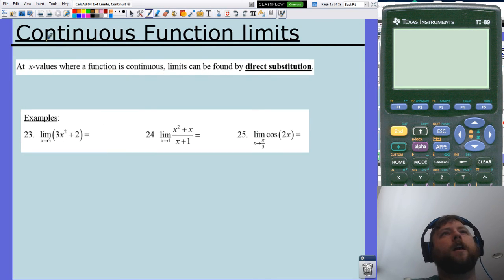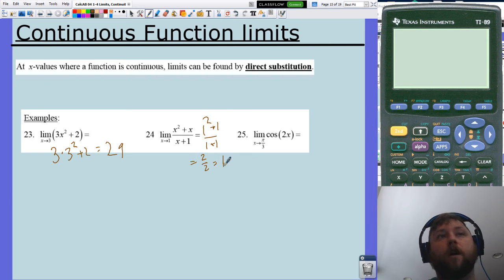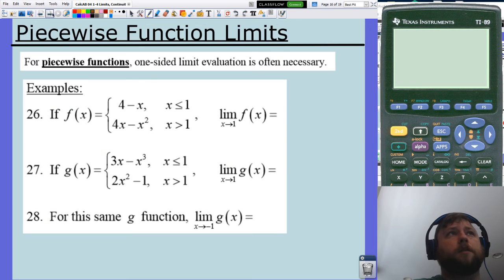All right, an idea with finding limits, let's say if you don't have a graph, sometimes you just have to plug it in. So sometimes you just directly substitute, especially when they're continuous functions. So x equals 3. If I plug in 3 for x, I just get 3 times 3 squared plus 2, which is 27, plus 2, which is 29. Same thing over here. If I plug in 1, I get 1 squared plus 1 over 1 plus 1, which is 2 over 2, which is 1. And we can save those for later.